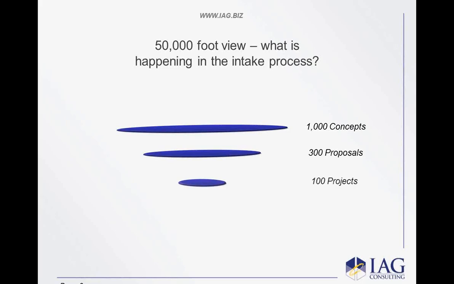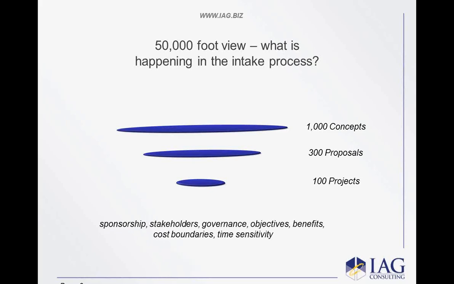In any company where you might have $30 to $40 million client-side spend on development, you might have something like this. At a 50,000-foot level, you've got maybe 1,000 concepts floating around in the heads of various executives. That might lead to maybe 300 proposals, and those 300 proposals might turn into something like 100 projects. And somewhere, you really hope, between the concepts and the projects actually showing up, certain characteristics get attached to these ideas.